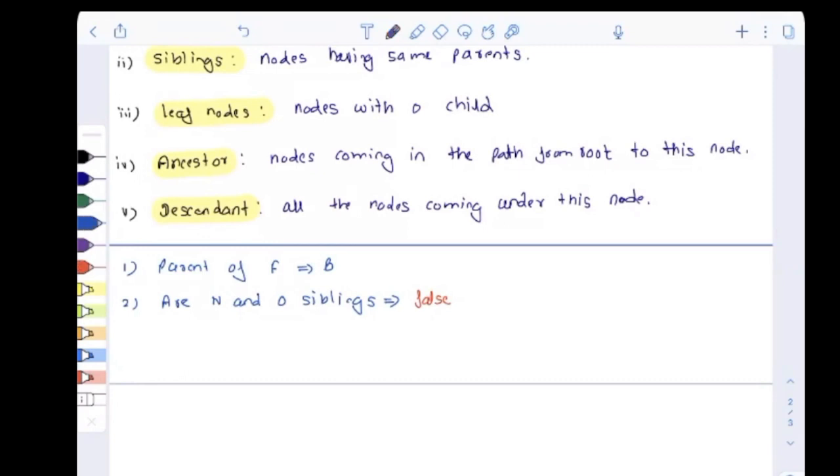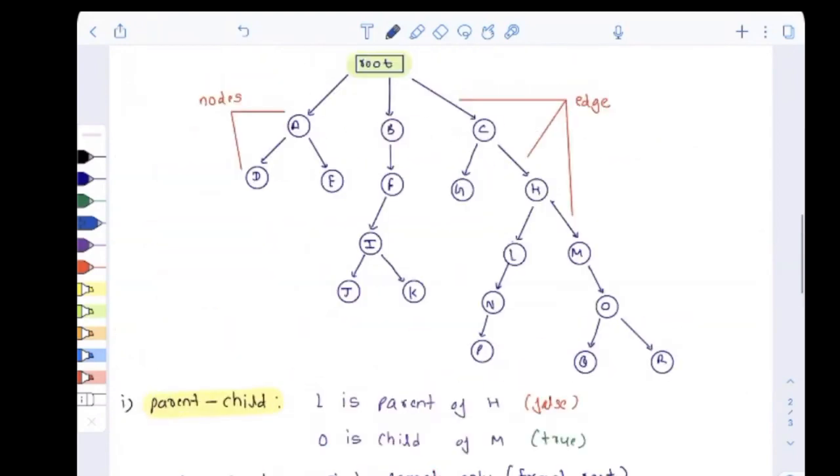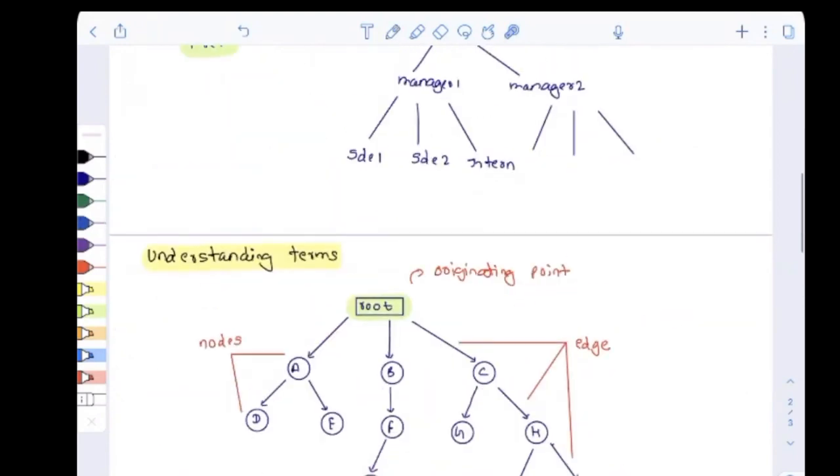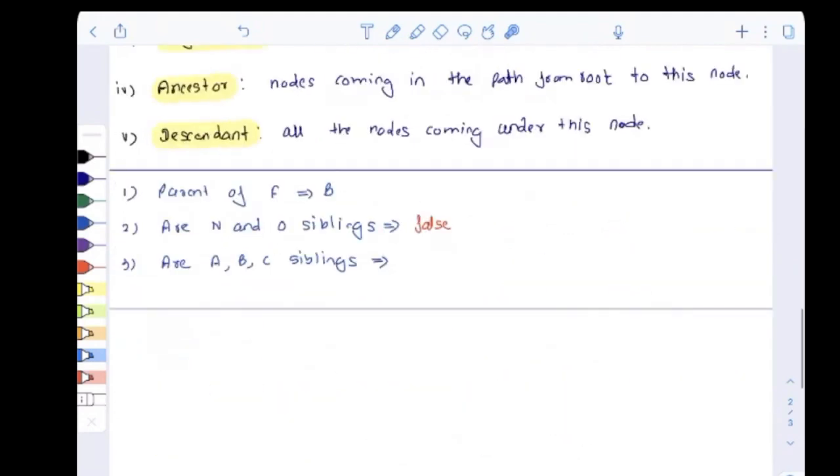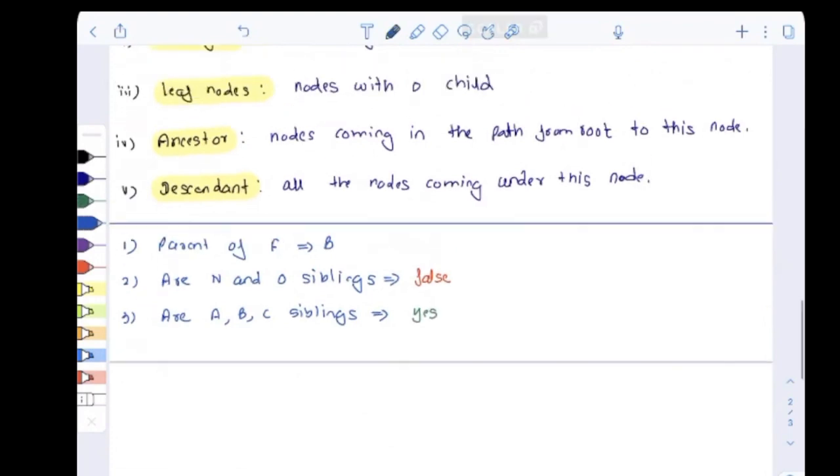Now similarly, if I ask you this question, are A, B, C siblings? Are these nodes A, B, C siblings? So yeah, the answer is going to be true. Reason being, look at the parent of A, B, and C. That is root. So yeah, they are siblings. Perfect. Okay, now next question.